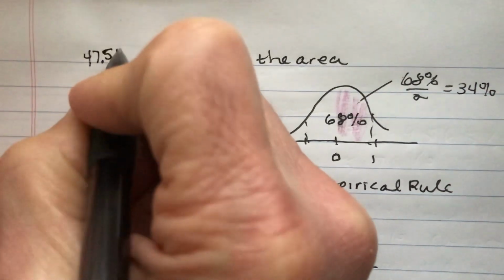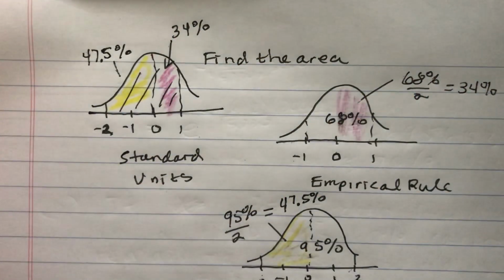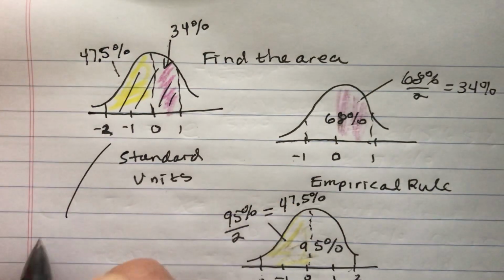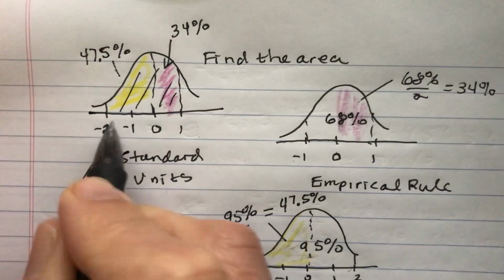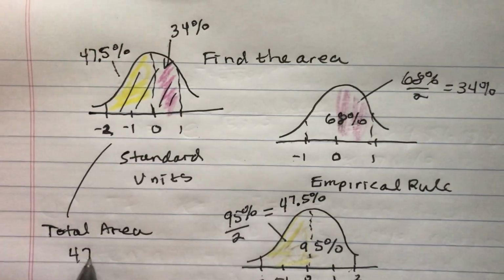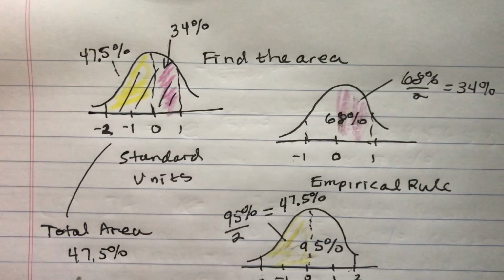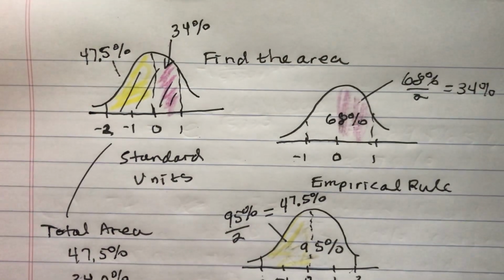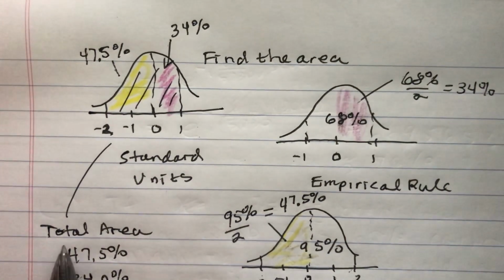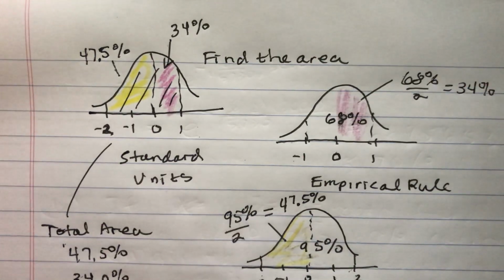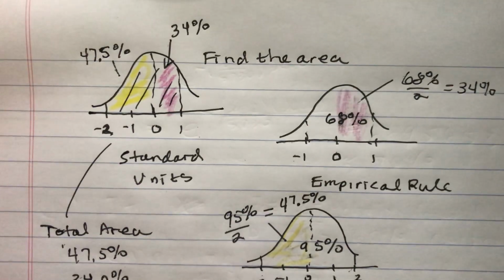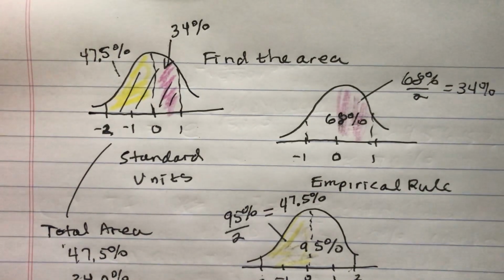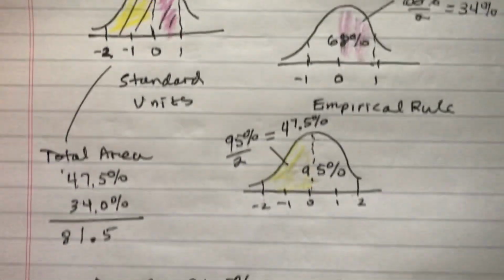The thing about all this is that these are approximations. So the total area, as we see from -2 to 1, is 47.5% plus 34%. I'll put 34.0 so I have my decimals all lined up. So apparently the answer is 81.5%.